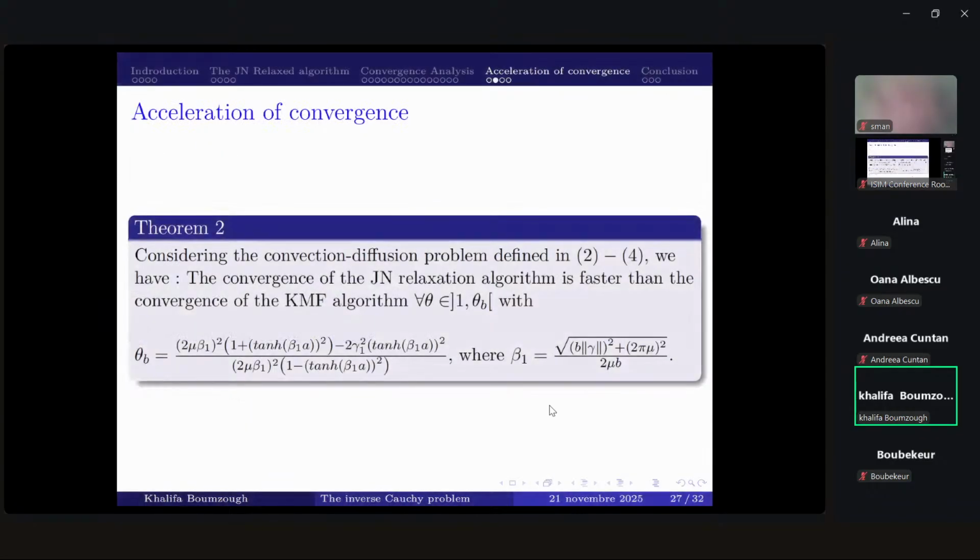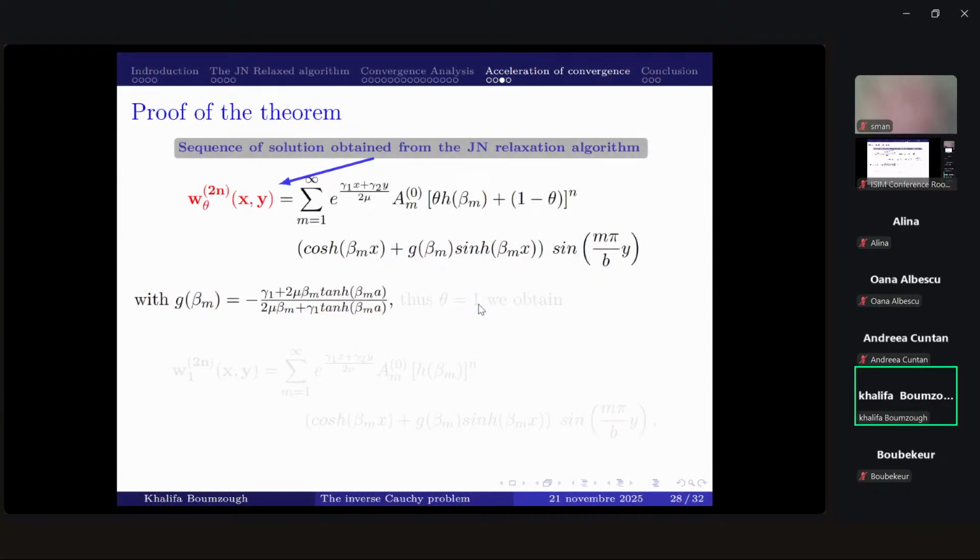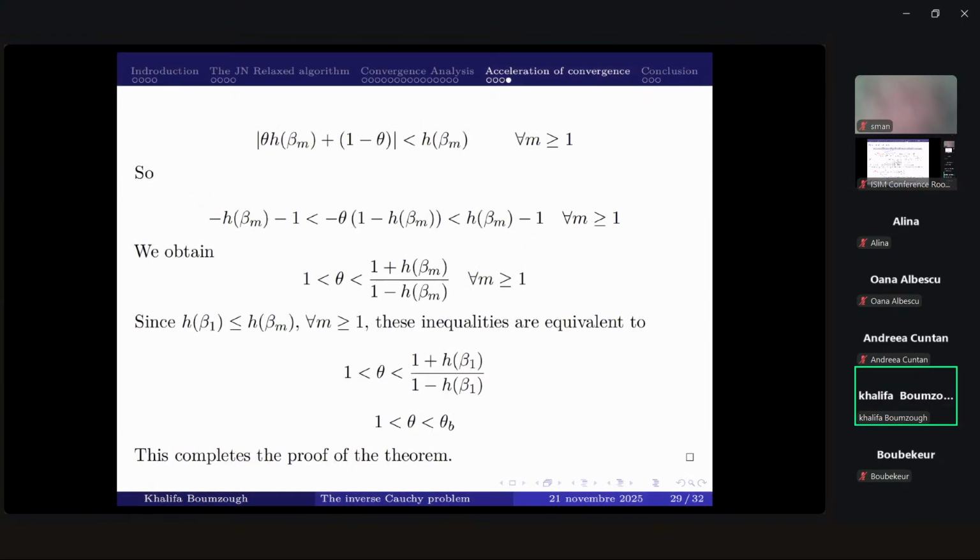For the acceleration of the convergence, we have this theorem considering the convection diffusion problem defined in equations 2, 3, and 4. We can say the convergence of the GN-Relax algorithm is faster than the KMF algorithm if theta is between 1 and theta b. This is the proof of this theorem.